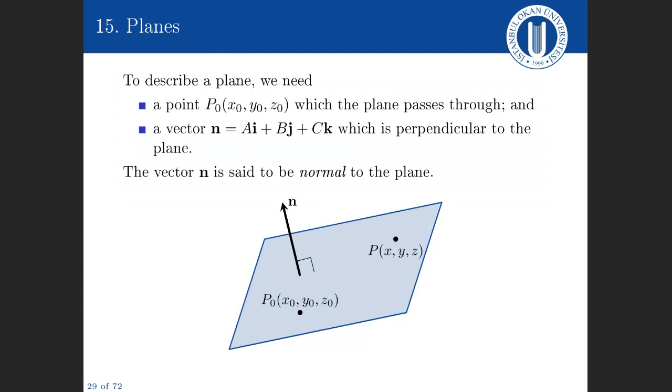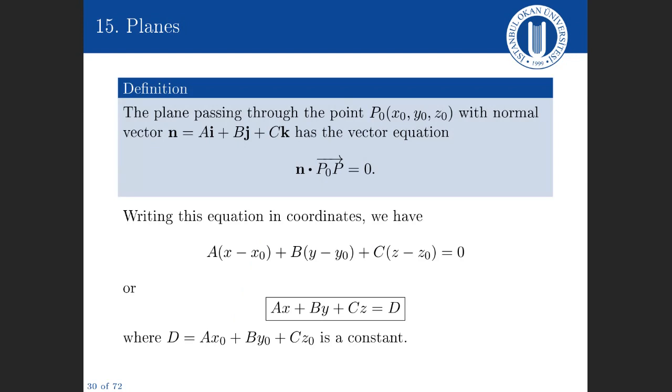Then we can imagine a vector from P0 to P, and we have our vector n. Because n is orthogonal to the plane, the angle between these two vectors must be 90 degrees. Or to say it another way, their dot product must be equal to 0. And this is the equation that we use as the vector equation for a plane.